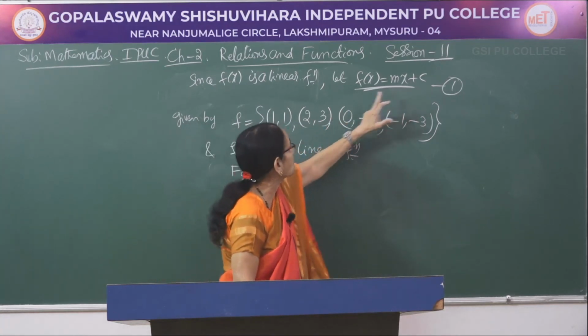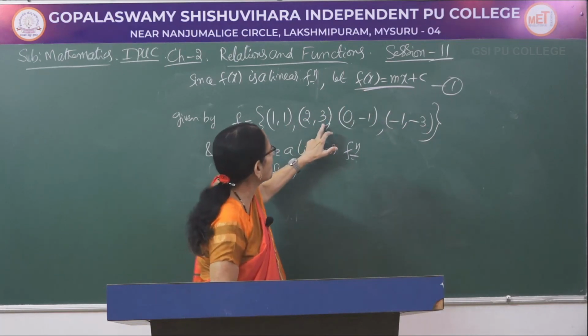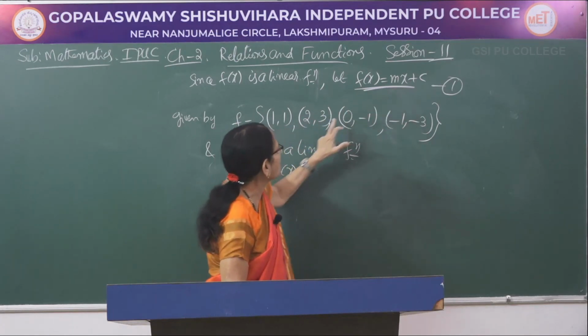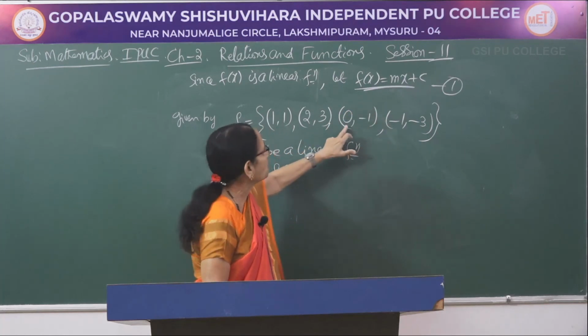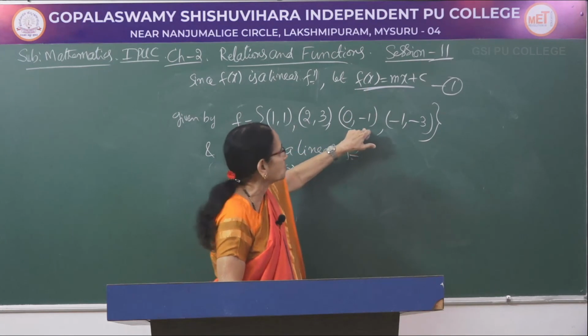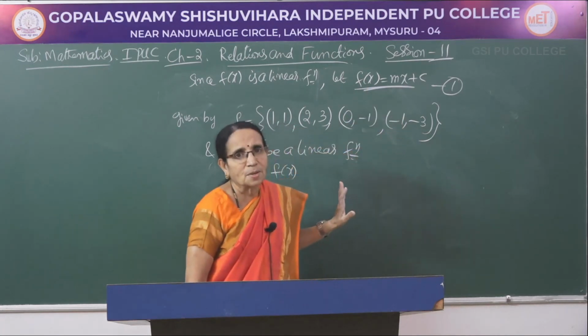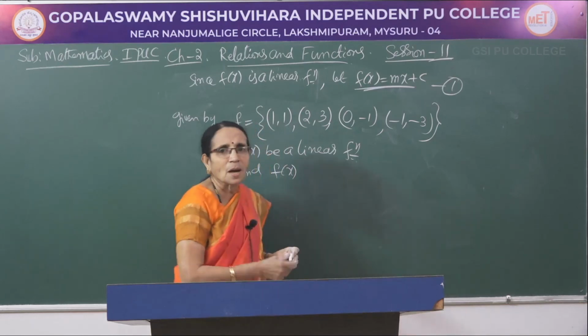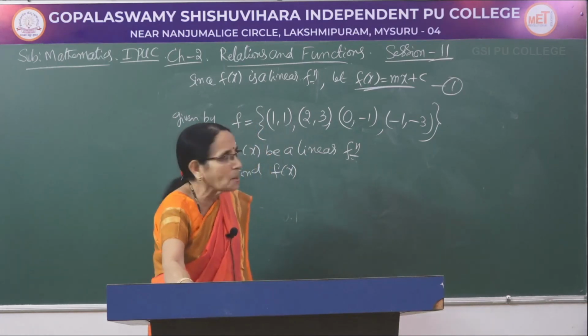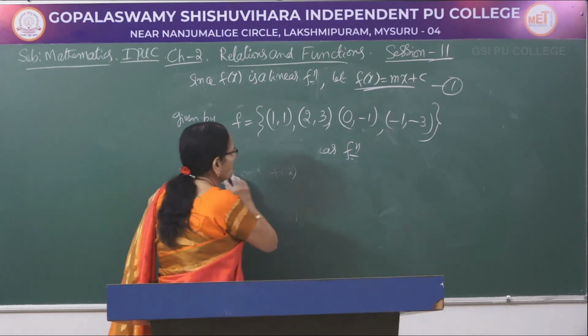So, if you give the value x equal to 1, f of x would be equal to 1. If you give x equal to 2 here, then f of x would be equal to 3. If you give x equal to 0, you get f of x equal to minus 1. If you give x equal to minus 1, f of x would be equal to minus 3. That is the meaning. That is the definition of the function. The second number is always the image of the first number.